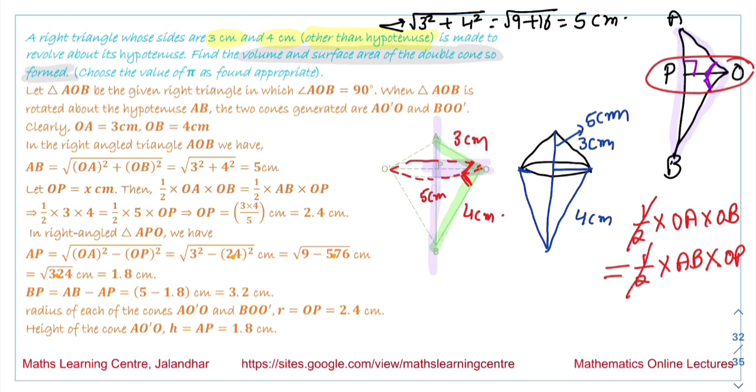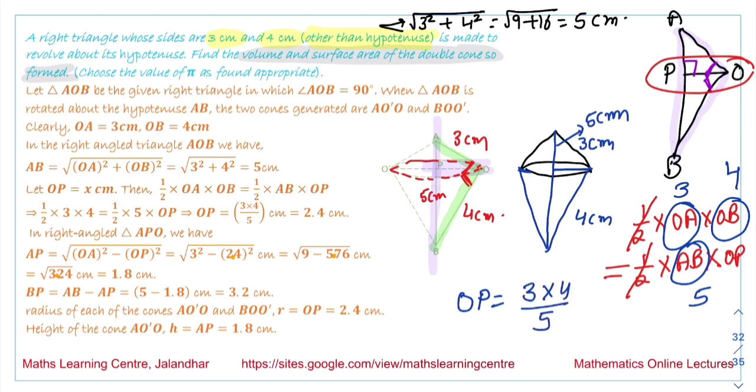If we substitute the values over here, the value of AO is 3, the value of OB is 4, and the value of AB is 5. So the value of OP is equal to 3 into 4 by 5, and the answer comes out to be 2.4 centimeters. So this length OP is 2.4 centimeter.